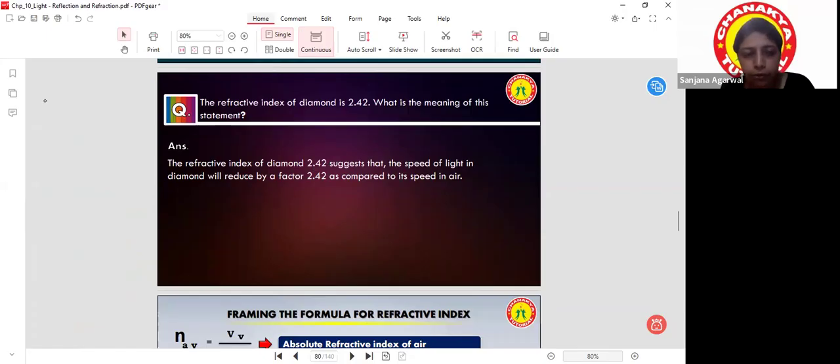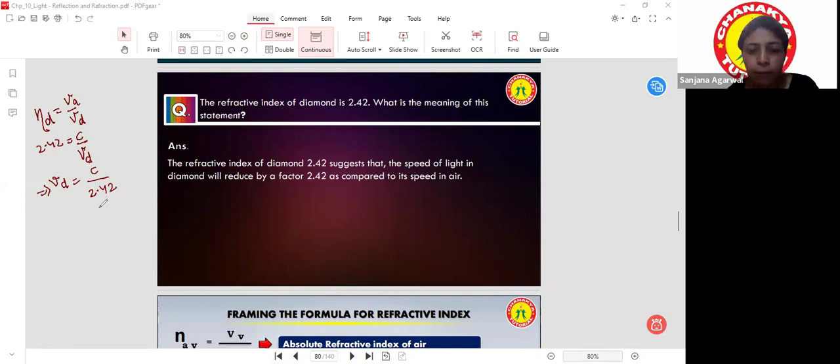Let us understand this with the help of a formula. So the refractive index of diamond with respect to air only, because it is the absolute refractive index, is the speed of light in air to the speed of light in diamond. Now it is given as 2.42. The speed of light, we know, is generally denoted by the letter C. So the speed of light in diamond is C by 2.42. It means whatever the speed of light in air is, it will be reduced by a factor of 2.42 compared to the speed in air.